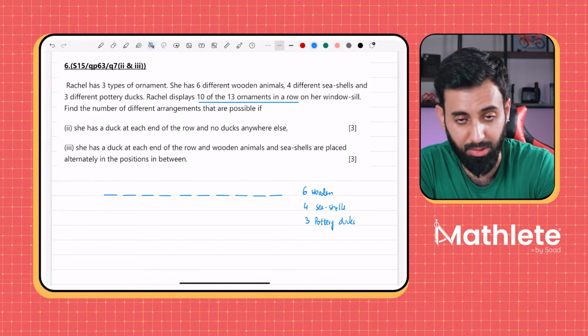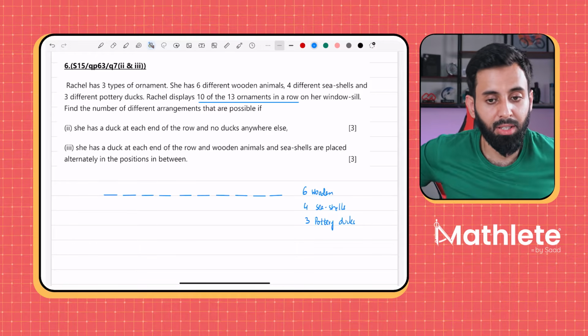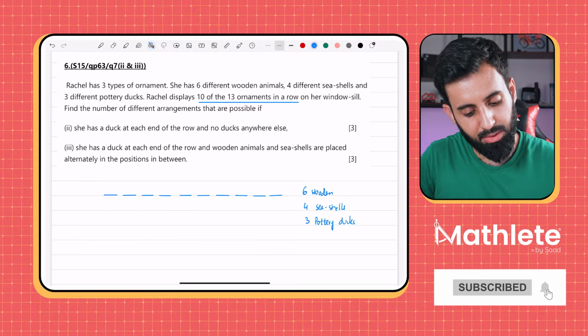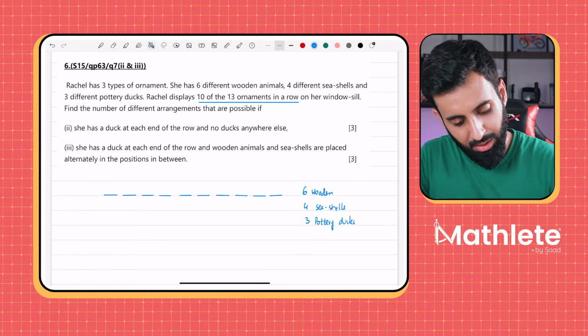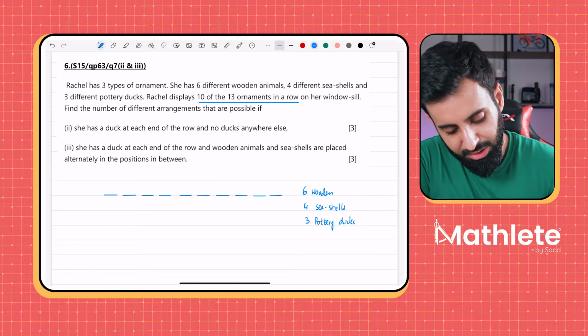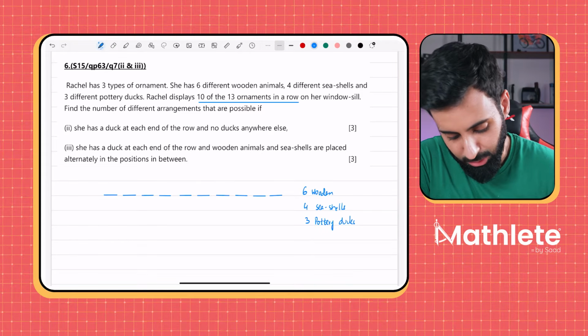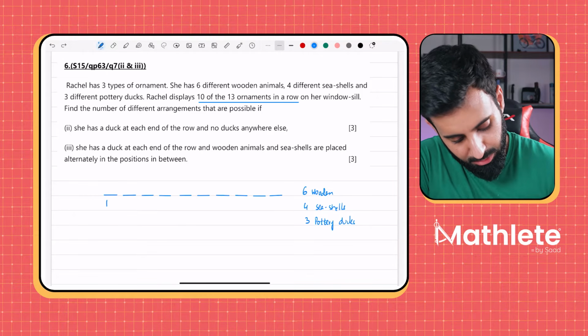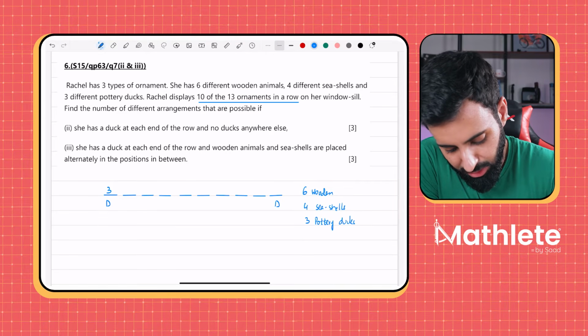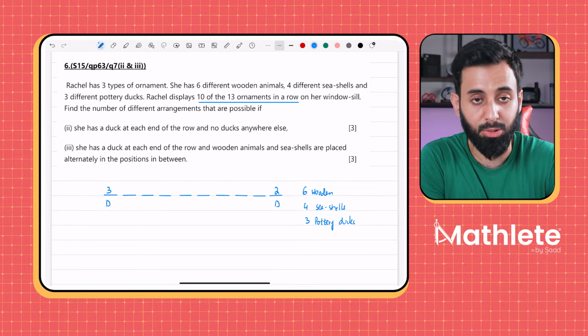Now be patient with questions like this. If you rush into it, I can't guarantee whether you'll get them right or not, but if you're patient, then yes, I can give you some guarantee. So what's the restriction? Remember to always settle the restriction first. The restriction is that she has a duck at each end of the row and no duck anywhere else. So there's got to be a duck here, so let's put a D here, and there's got to be a duck over here. So for the first place, she has 3 options, and for the last place, she has 2 options.